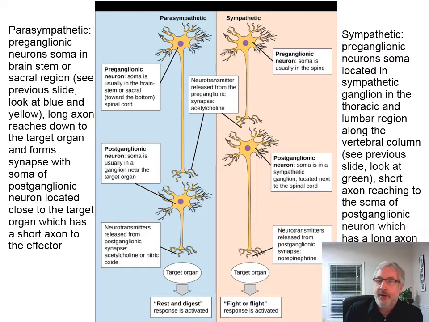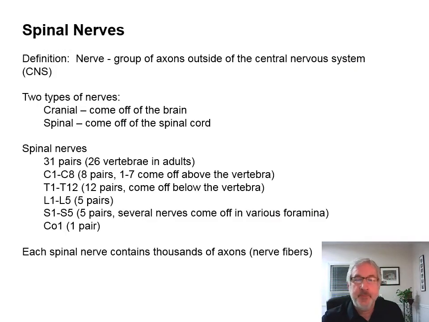So, all right, next slide. Okay, so on to spinal nerves. So what is a nerve? Well, a nerve is a group of axons outside the central nervous system. There are two types of nerves: cranial nerves, which come off the brain, and spinal nerves, which come off the spinal cord.